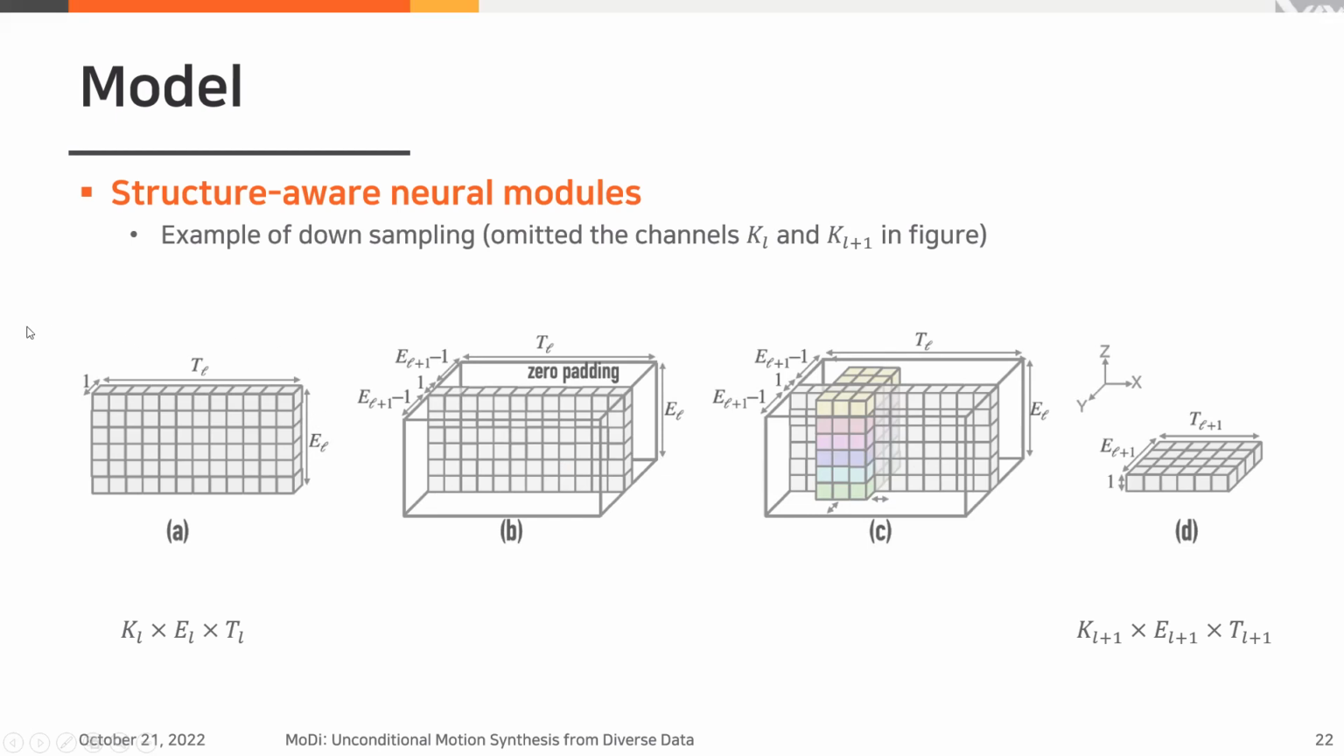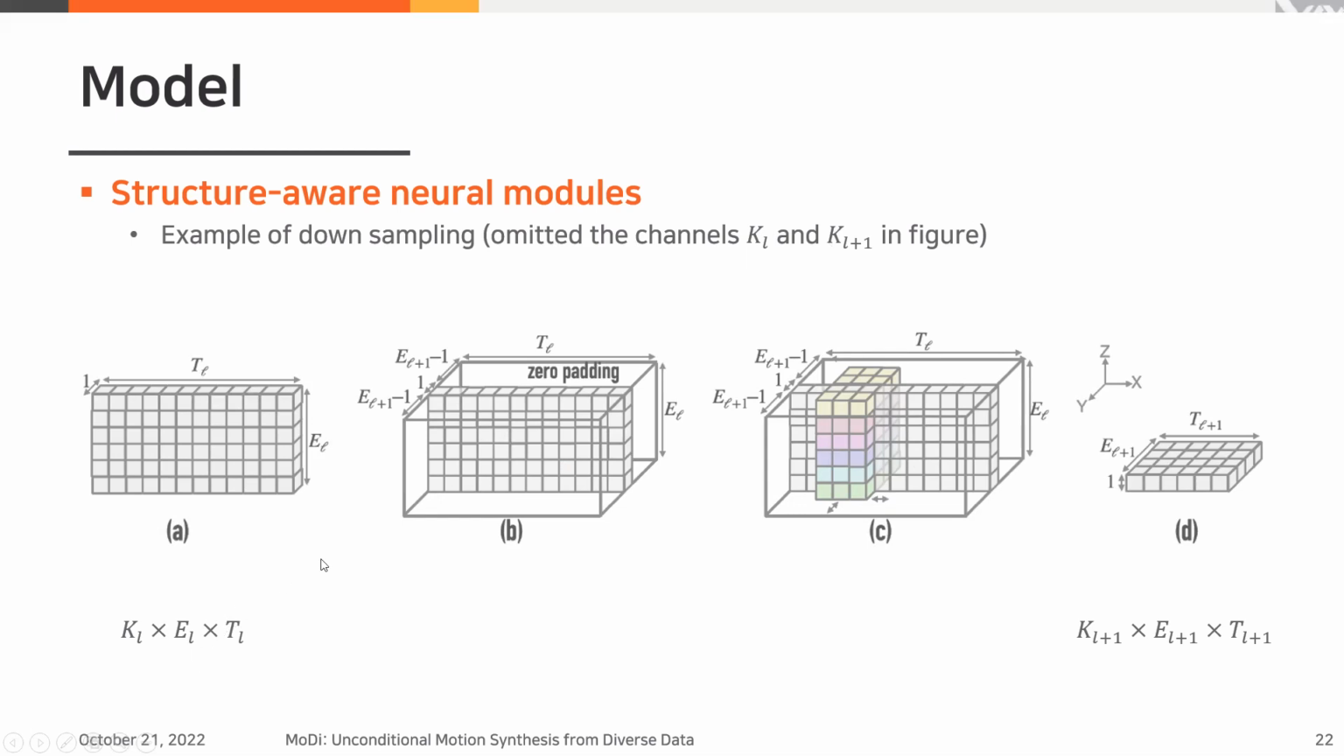And let's take a closer look at how this filter works with the downsampling example. The A is data at hierarchical level L, and its dimensions are KL times EL times TL. And for the visualization, we omit the channels of K. So we see the figure in E and T.